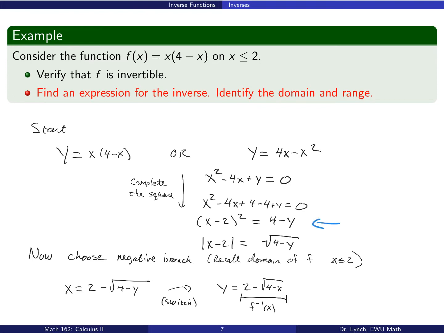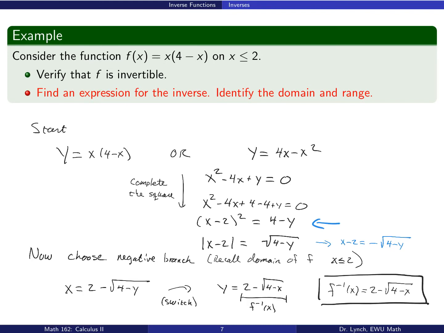In undoing that square, we'll choose the negative branch of the square root because we expect the domain of f to have x less than or equal to 2. So choosing the negative branch, we can solve for x as 2 minus the square root of (4 minus y). Switch y and x, and we see the inverse function right there sitting in front of us. So there's the inverse function: f inverse of x is 2 minus the square root of (4 minus x).